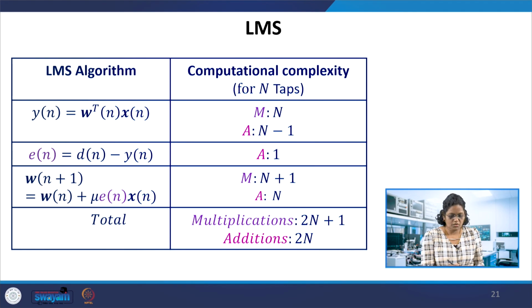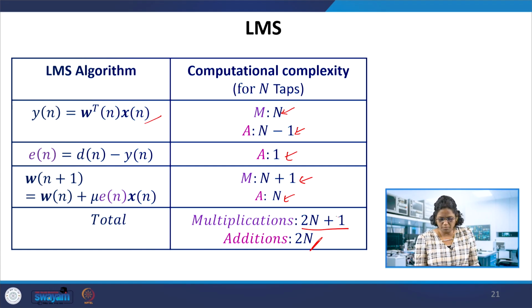So the LMS computational complexity, if we take it step by step: to compute y for an n-tap configuration of the filter, it takes n multiplications and n minus 1 additions. To compute the error there is only one addition. And the update equation itself takes n plus 1 multiplications and n additions. So adding all the multiplications, we have 2n plus 1 multiplications, and the additions sum up to 2n. So the order is n here, with 2n plus 1 and 2n. This is important when we implement it in DSPs or FPGAs.